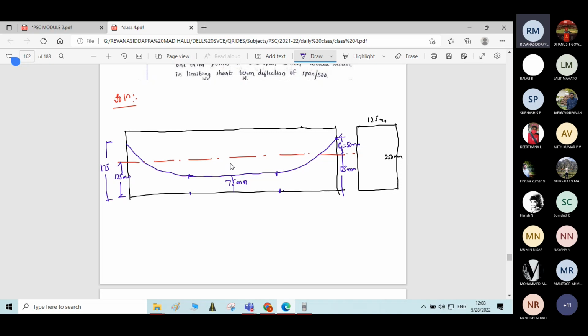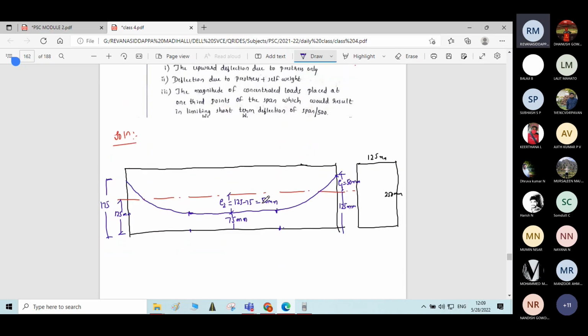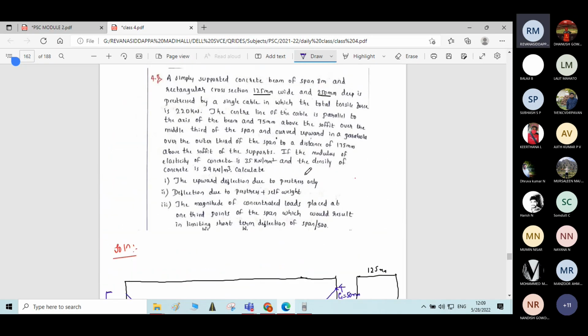Similarly, here E2. E2 will be equal to how much? 125 minus 75, so we get 50 mm as E2. I hope you all are understanding. E2 is 50 mm and E1 is 50 mm.